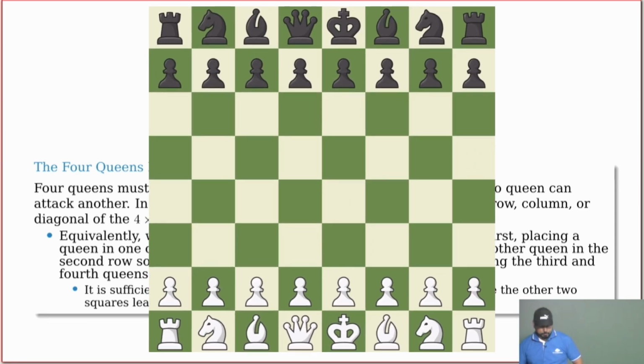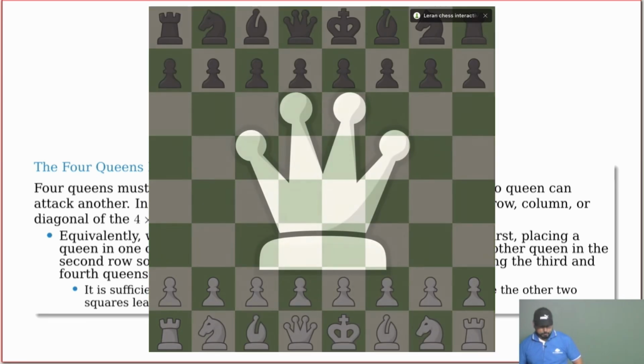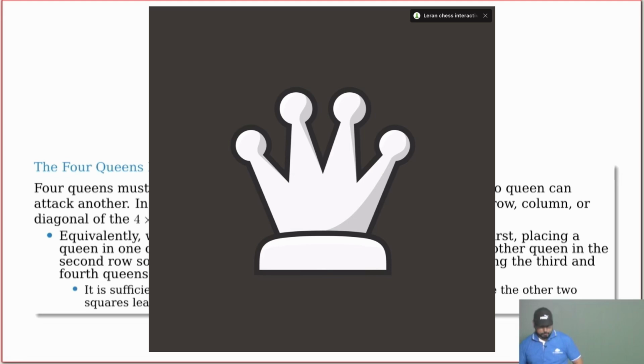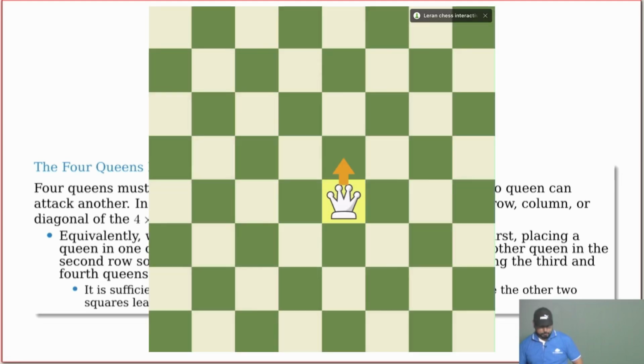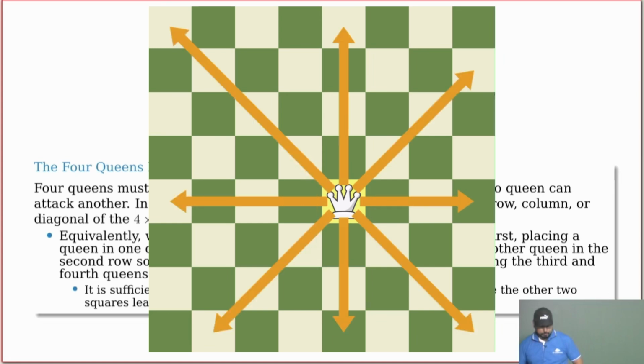The king might be the most important piece in chess, but the queen is by far the most powerful. Like the king, the queen can move in any direction, forward, backward, to the sides, as well as diagonally. Unlike the king, the queen can move as far as she wants in any direction. The one thing the queen can't do is jump over other pieces. Let's look at some queen moves.